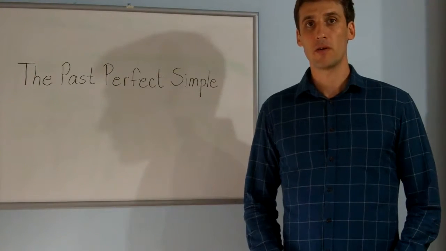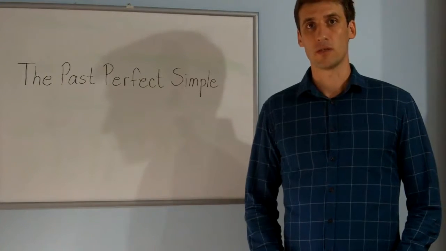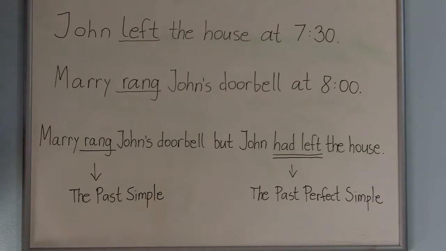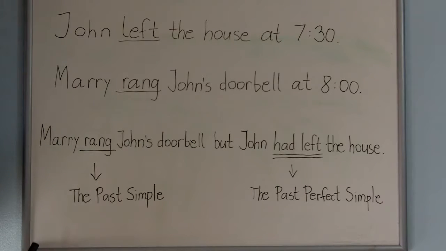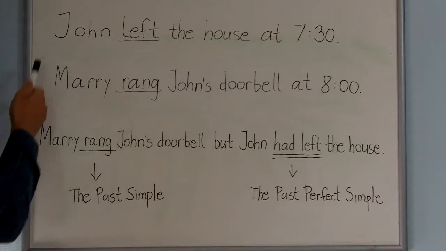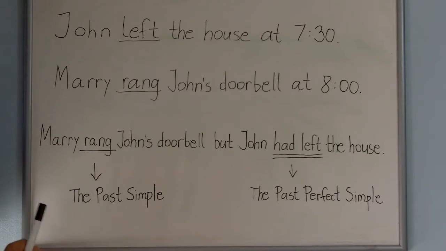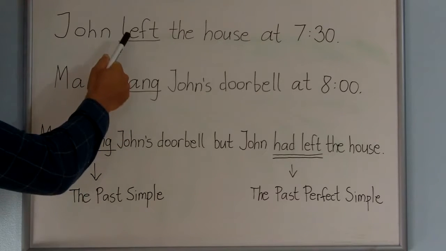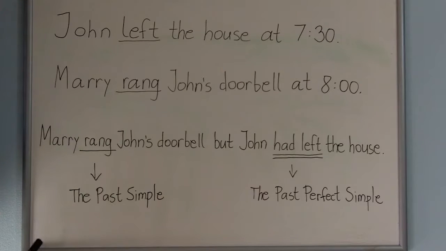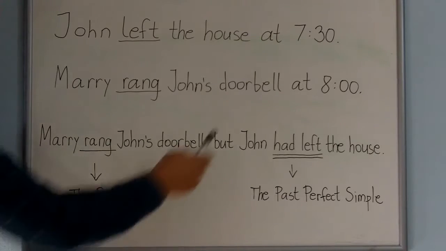To explain this further, let's have a look at the following sentences. Here are the sentences. John left the house at 7:30. Mary rang John's doorbell at 8. In both of these examples, we used the verb form for the past simple tense. Left and rang. These are two completed actions in the past. It's easy to tell which action happened first. All we have to do is look at the time.